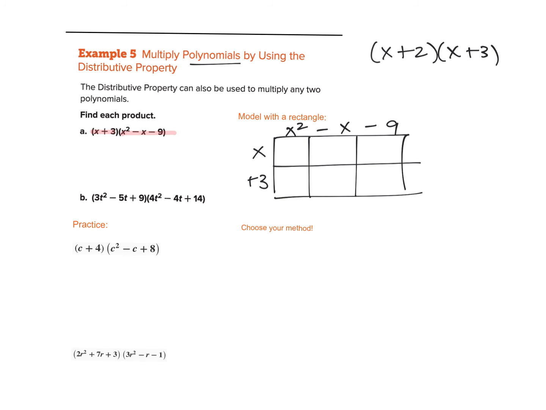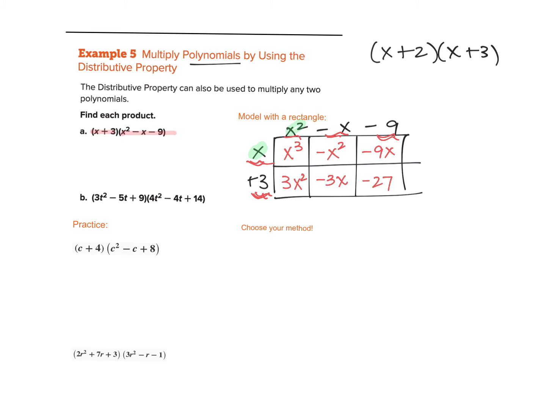Okay, when I do that, I could start filling it in. And I could start multiplying just like a multiplication table. So if I did x times x squared, that would give me x to the third. If I do x times negative x, that's negative x squared, right? X times x. Then x times negative 9 is negative 9x. Over here, if I do 3 times x squared, I get 3x squared. 3 times negative x is negative 3x. And 3 times negative 9 is negative 27.